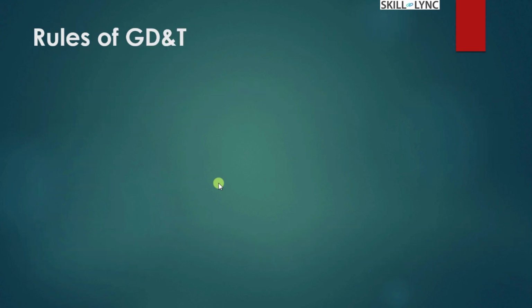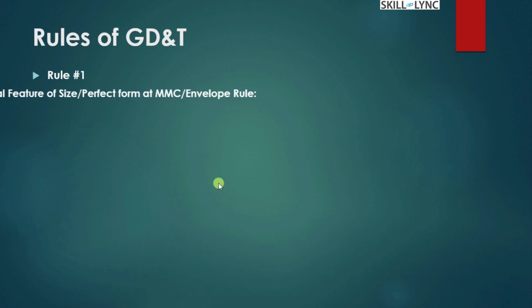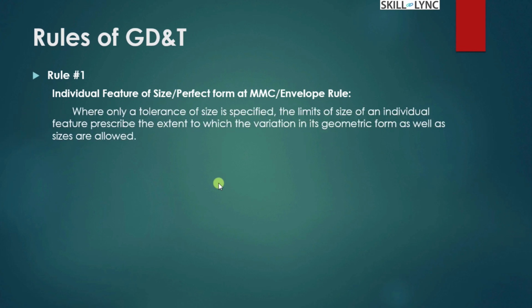So moving forward now to the rules of GD&T. This is basically whatever we covered in the earlier slides. Going by one, the first rule is that the individual feature of size, or the perfect form at MMC, or the envelope rule condition. Typically it means that when only a tolerance of size is specified, suppose for example, dia 50 with a variation of plus or minus 0.001 mm.